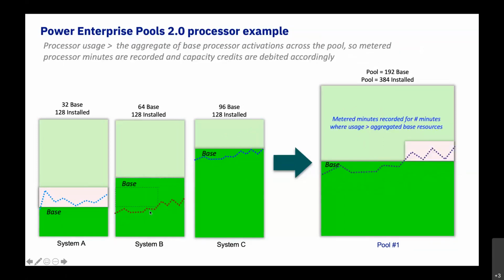Now, in this specific example, system B's partitions also started using a little bit more, even though it is still under base, but they started using a little bit more. At some point, the aggregated utilization across these systems has gone above the base. So what happens in this case is CMC meters, or debits credits, only for the period where the utilization is above this particular base. And this is done on a per-minute basis.